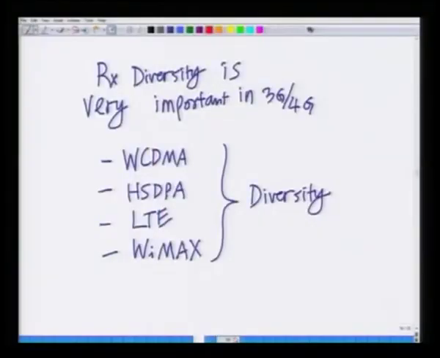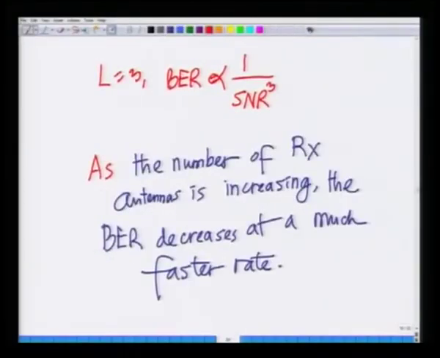We said one reason why this is happening is because as the number of receive antennas L increases, the bit error rate decreases as 1 over SNR to the power of L. That is, with 2 antennas it decreases as 1 over SNR square, with 3 antennas it decreases as 1 over SNR cube, and so on and so forth. As the number of receive antennas increases, the rate of decrease progressively increases.